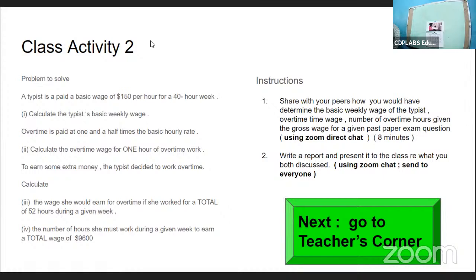Anybody? What does the word overtime mean?